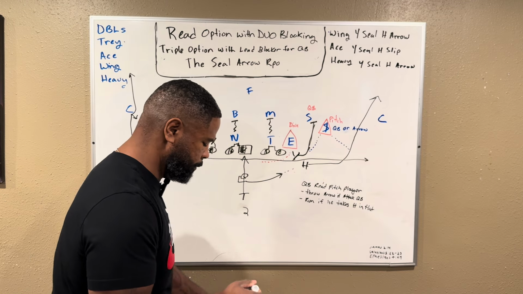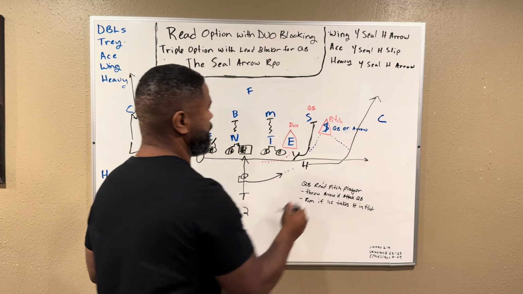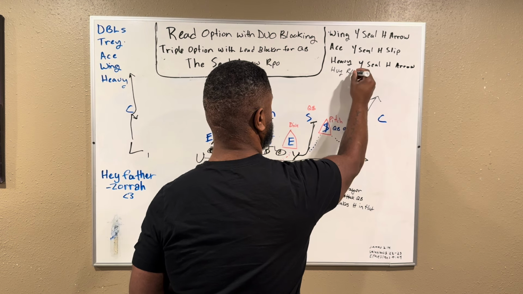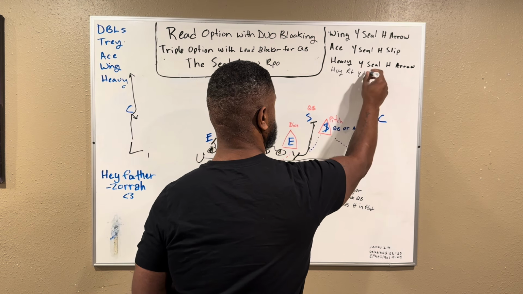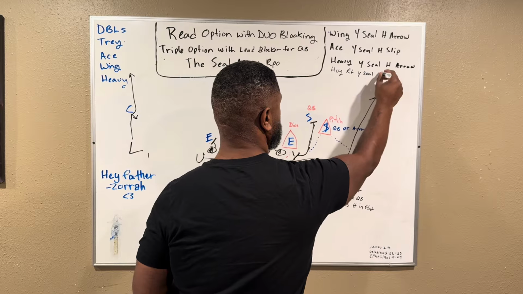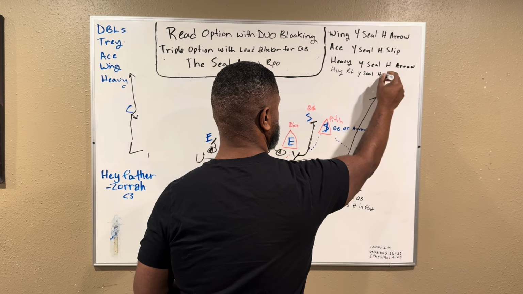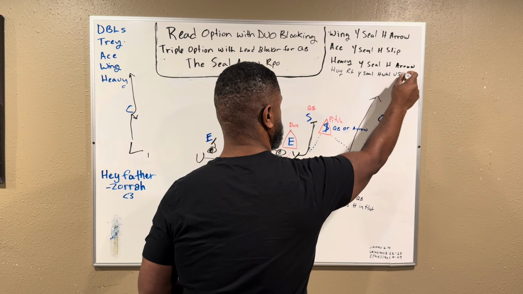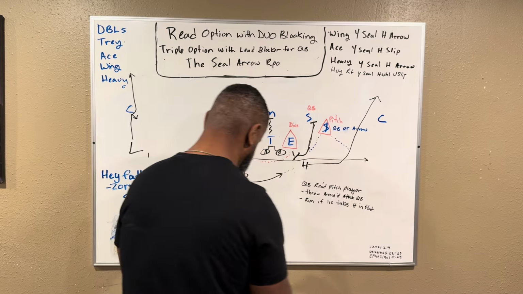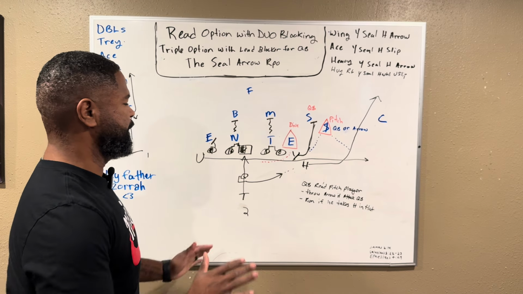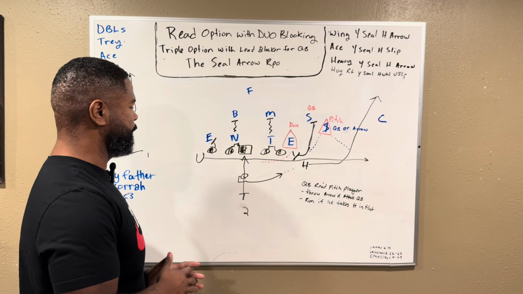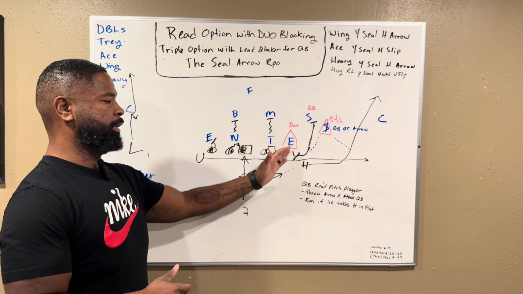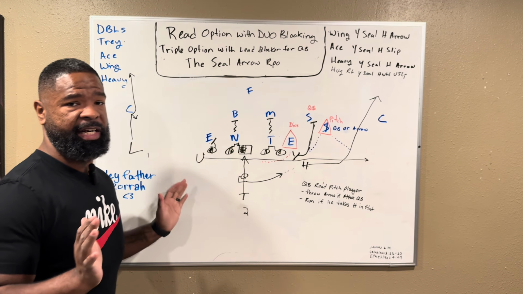So now what we do, this would be heavy right. Y seal, H wheel, U slip. It sounds like a lot, but it's super simple. So again, what we're doing, same run concept, same read. Now again, if the C gap defender stays home, we're handing the ball off no matter what.